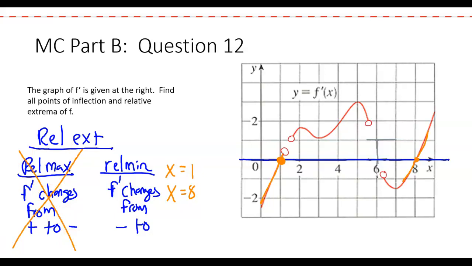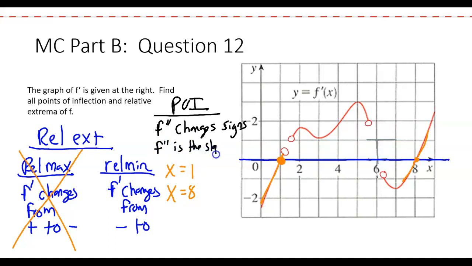All right, now let's consider the next question, which is points of inflection. Points of inflection happen when f double prime changes signs. Now, what's important to understand here is that since I'm looking at a graph of f prime, f double prime is the slope of f prime. So in other words, we're looking for anywhere on this graph where the slope changes signs.